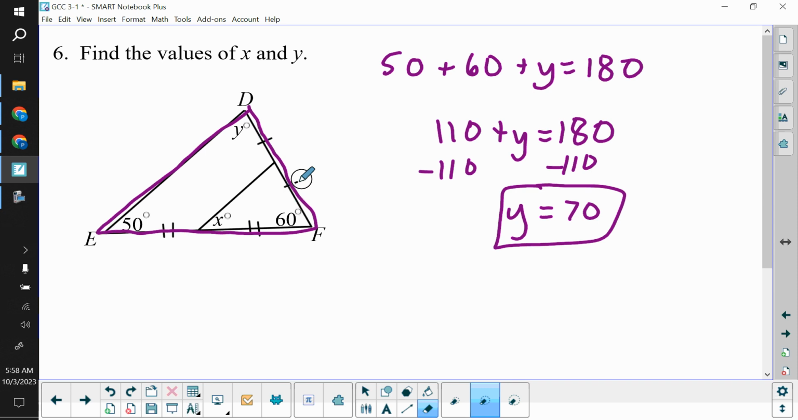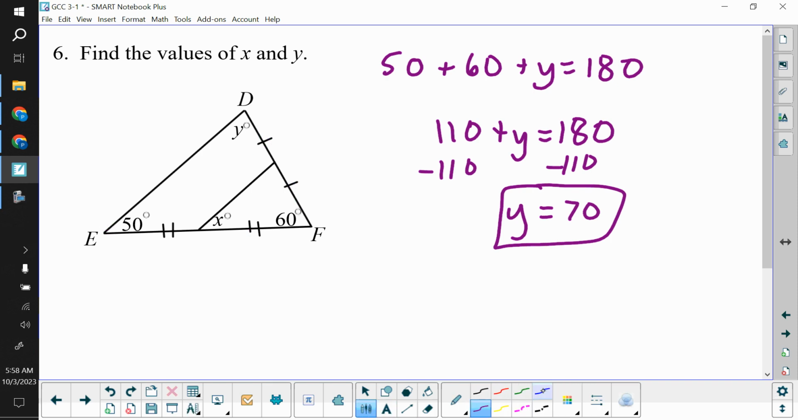For the other variable, we can use the fact that the mid-segment has to be parallel to that third side. Well, let's extend our parallel lines. Notice this 50 would be in the top right of the intersection. X is also in the top right of the intersection. So those would be corresponding angles, which when you have parallel lines, are equal. So we'll just have x equals 50 degrees.